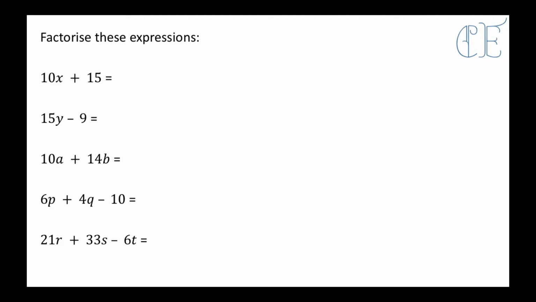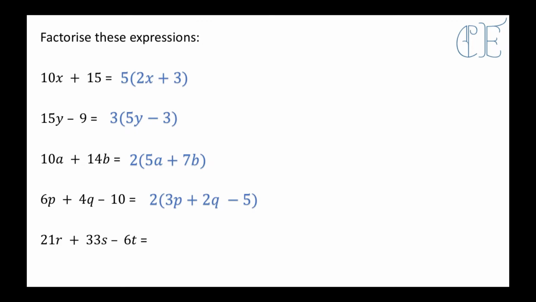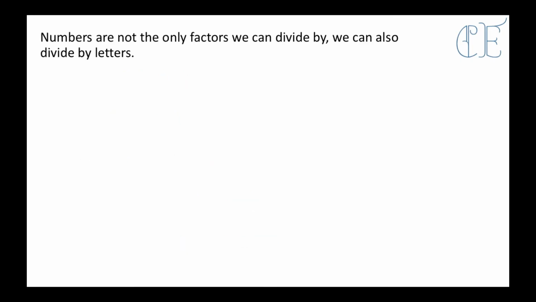Okay, if you've had a go, let's have a look at some answers then. We have 5(2x + 3), 3(5y - 3), 2(5a + 7b), 2(3p + 2q - 5), and 3(7r + 11s - 2t). So if you've got all those right, well done. Let's go on to some harder ones then.